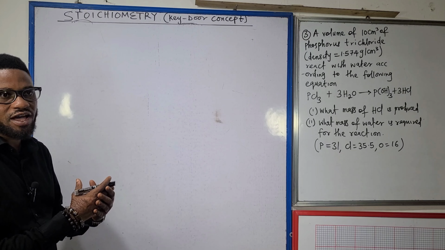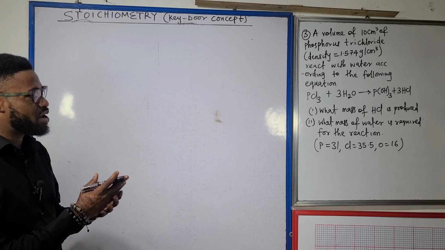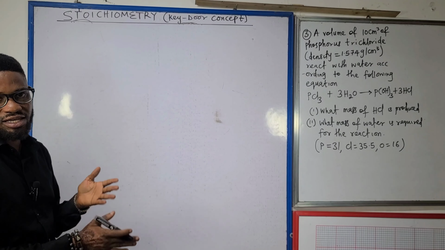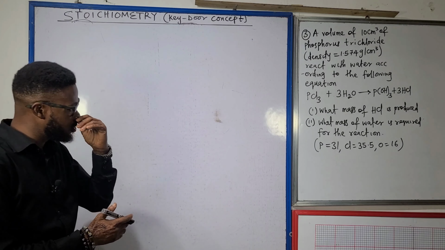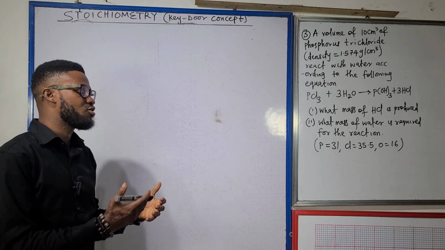it is a must to identify your key. It doesn't matter what you're given about your key. You have to just convert it to mole, then use that to get the mole of what you're looking for and convert into whatever you want.